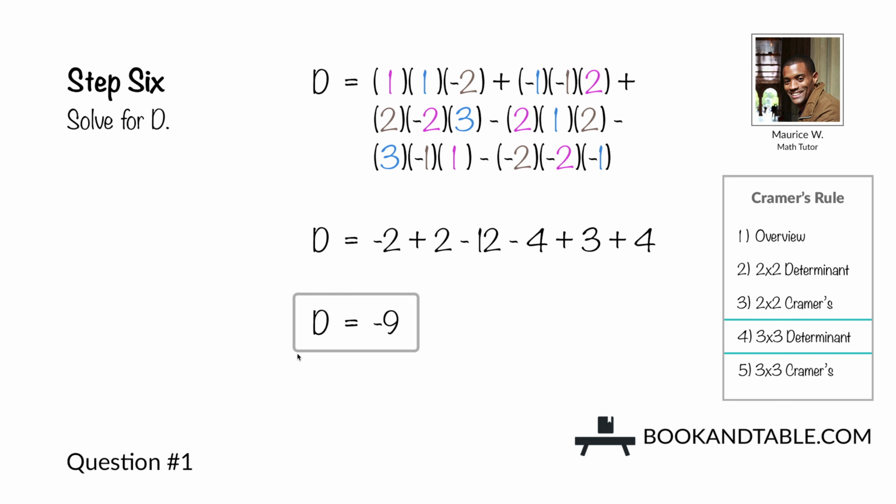So the answer to question number 1 is D is equal to negative 9. So that is the answer to question number 1. Let's now have a look at question number 2.